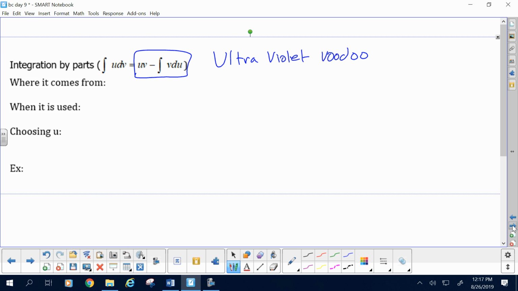Oh, they just told me. She told you where it came from. Do you remember? Okay, it comes from rearranging the product rule of a derivative. Imagine, if you would, you had uv, and you took the derivative with respect to x. Okay? So, by product rule, what is the derivative?